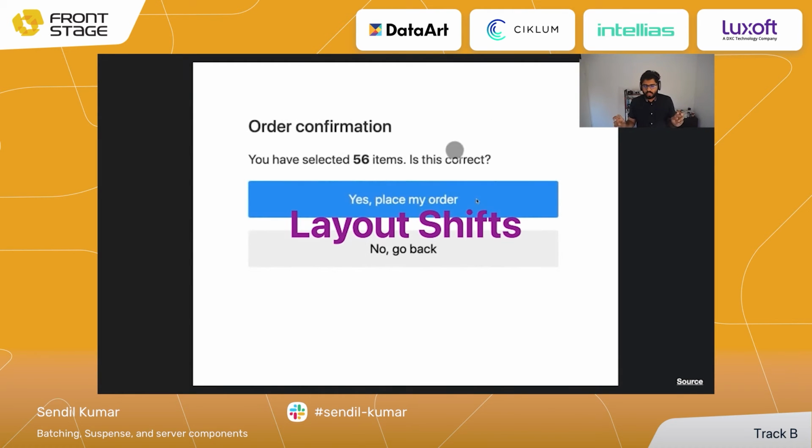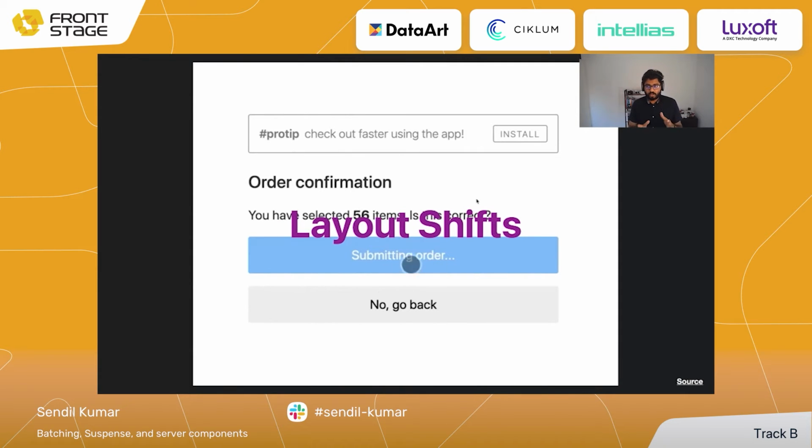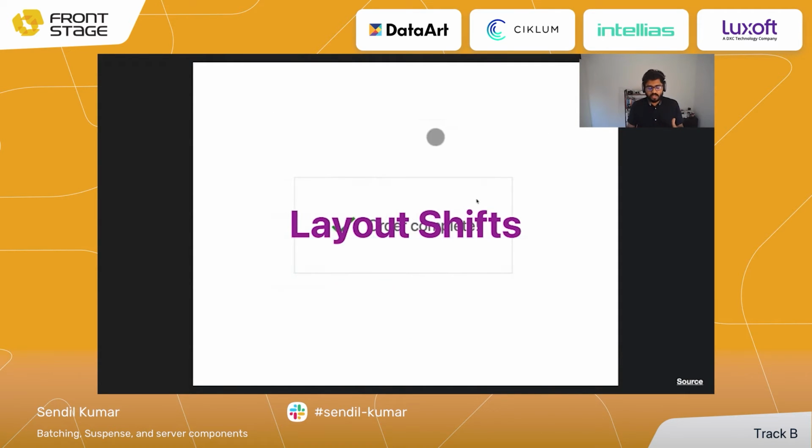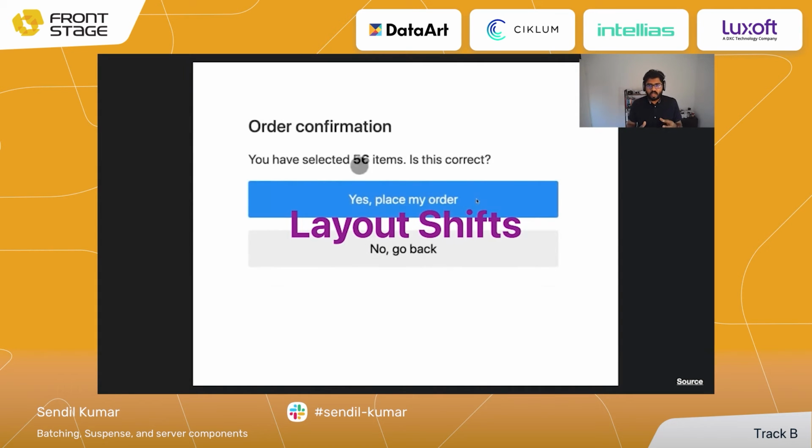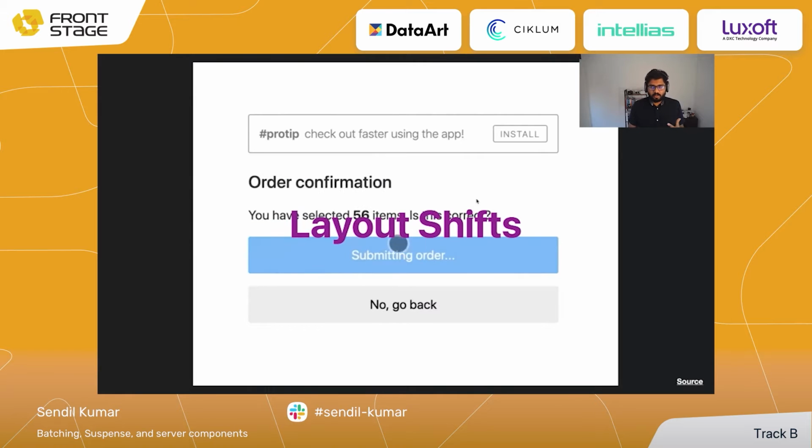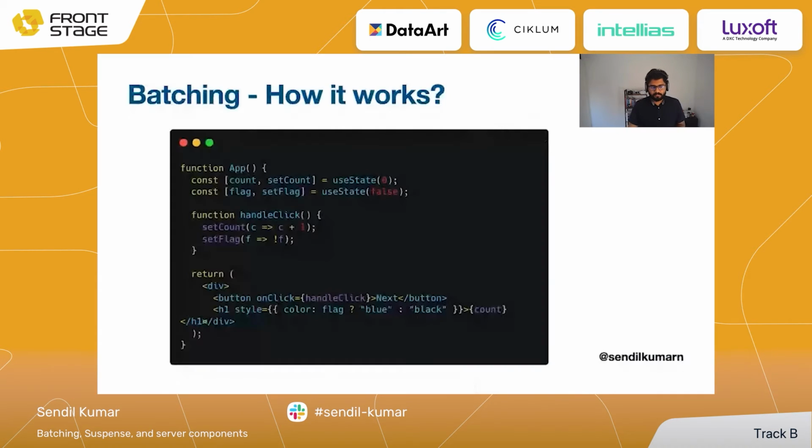In technical terms, we call it a layout shift. Batching would help you avoid it. It will not completely eliminate it. You still have to be aware that there are most scenarios in which layout shift happens outside the context of batching. But the unintended things that happen because of the lack of batching previously would be avoided by this feature.